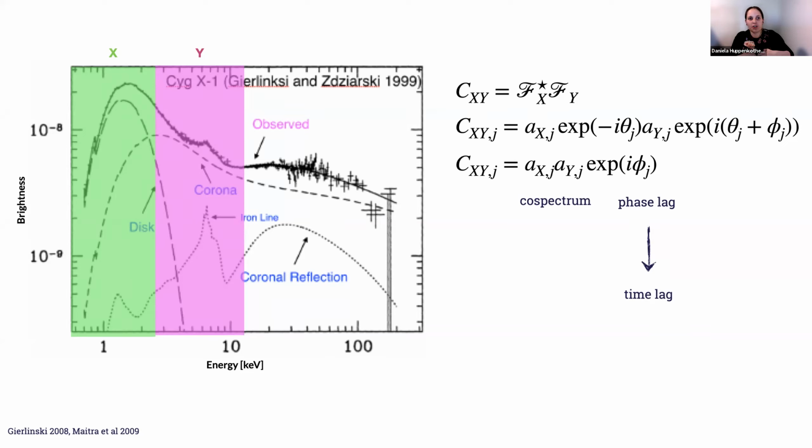And we don't just do this for a single time series, but as a function of temporal frequency. So emission that varies on longer time scales might have a different time lag than emission that varies on shorter time scales.